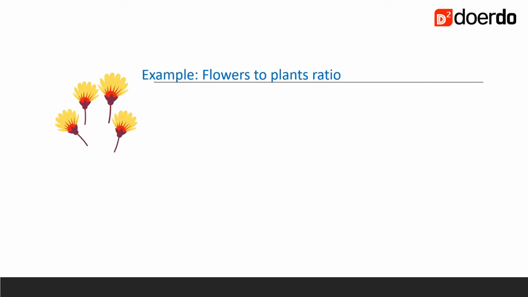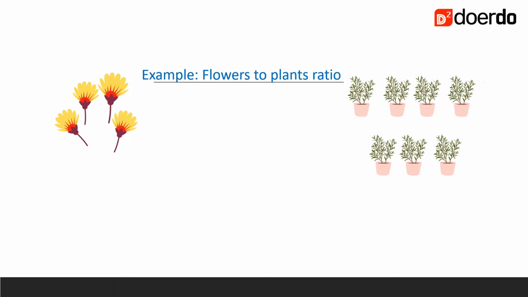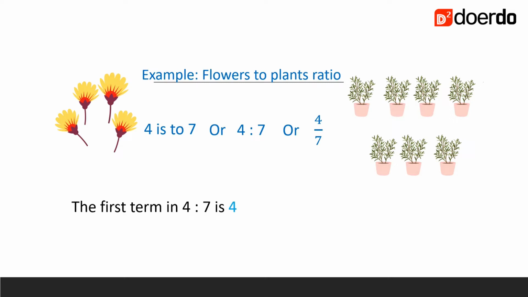There are 4 flowers and 7 plants. The ratio of 4 flowers to 7 plants is written as 4:7, or 4/7. Thus, it is written as 4:7. The number 4 is the first term, and the number 7 is the second term. The first term in the ratio 4:7 is 4 because flowers are mentioned first.